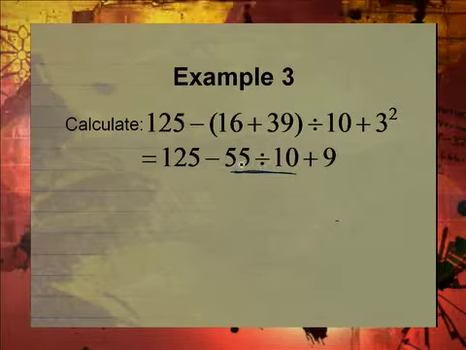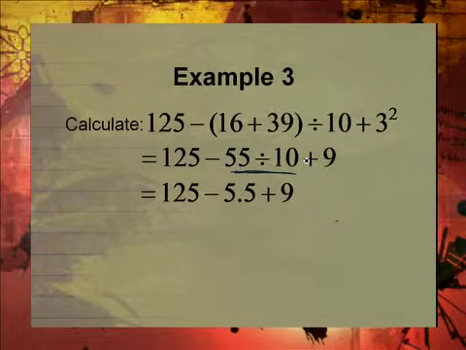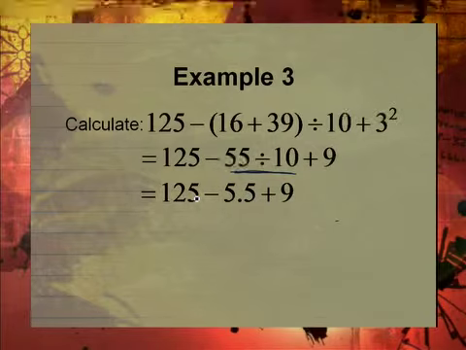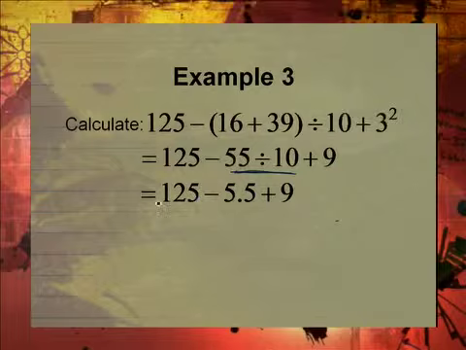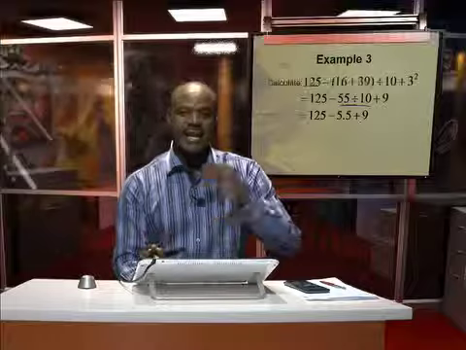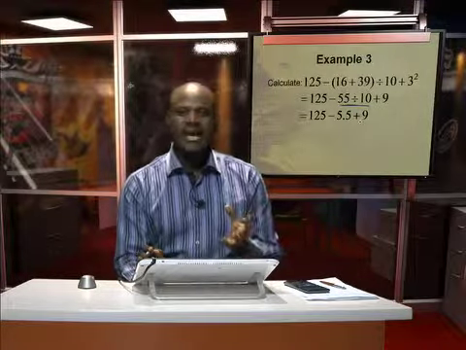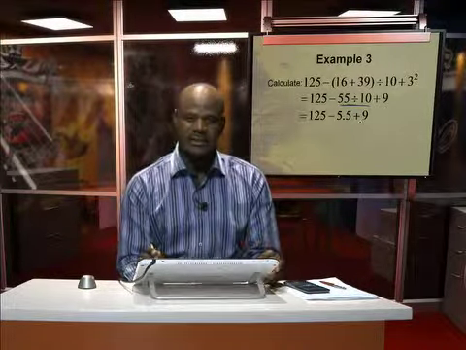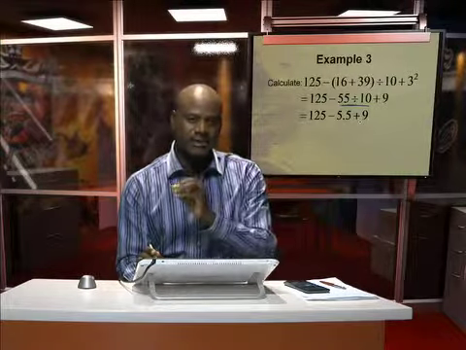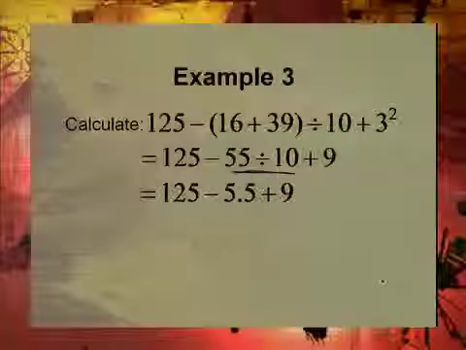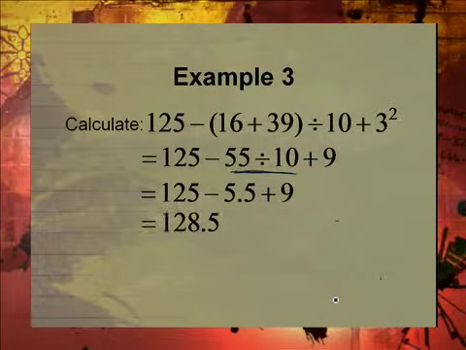So, 55 divided by 10, what do I get? You get 5.5. Then you still keep your plus 9, you keep your minus there. And then from there, you can use your calculator. As I said previously, addition and subtraction, any sign or any operation can be done first. Even if you have BODMAS, you can do your subtraction first. Then you have the final answer as 128.5. So this is how BODMAS works.